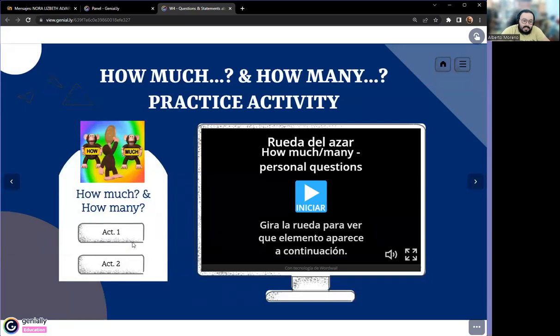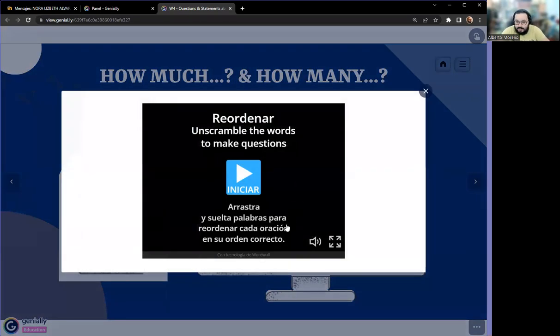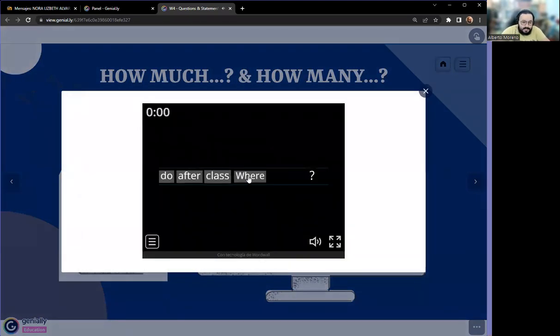Very good. So let's do the activity for how much and how many. In this activity, we have to put the sentence in order. So think on your answer and raise your hand if you have the right answer. En esta actividad tenemos que poner la oración en orden. Vamos a pensar en la respuesta y recuerden, hay que levantar la mano para participar. Al momento de participar, me dicen el orden correcto de la oración.